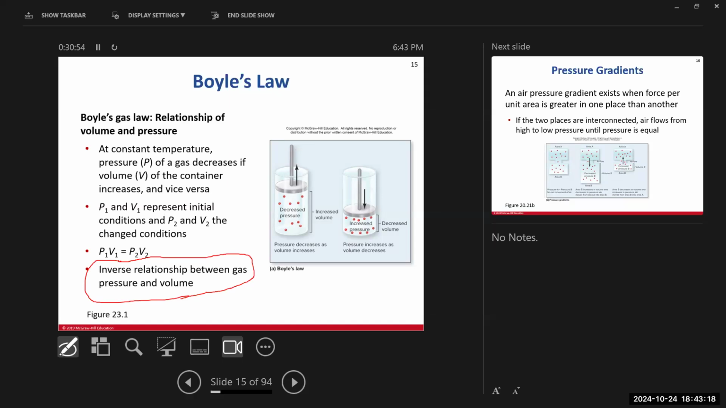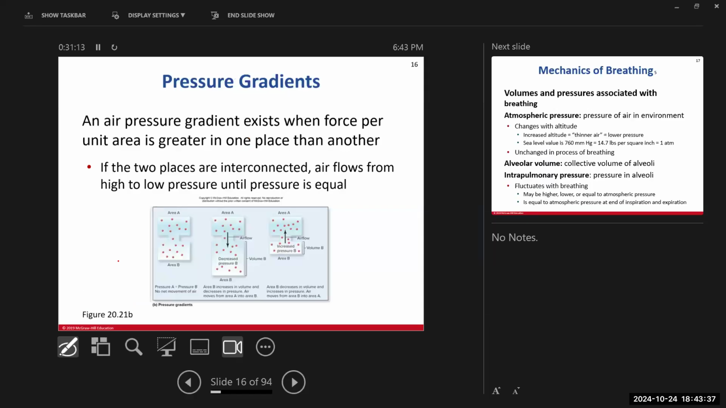And again, this is at constant temperature. And I will not give you a scenario in which the temperature is not constant, okay? So you don't have to really worry about that. But understand when we're talking about Boyle's law, that temperature has to be constant, okay? And it'll be assumed. All right, so this leads me into our pressure gradient situation here.